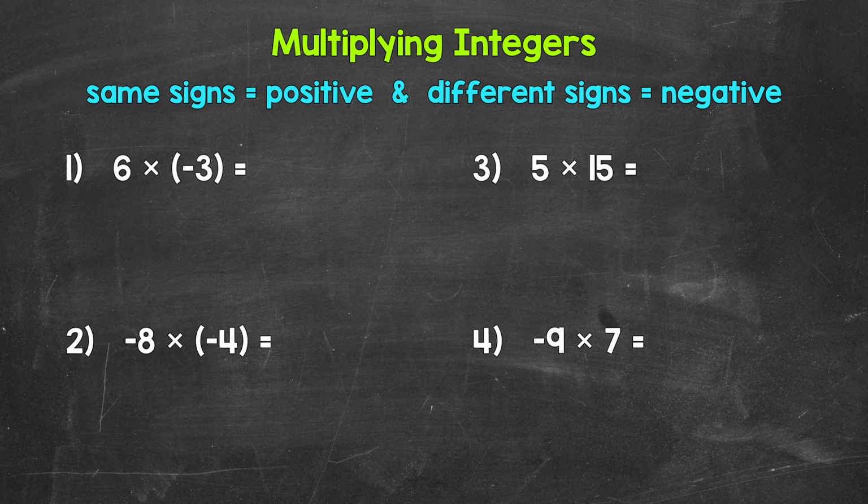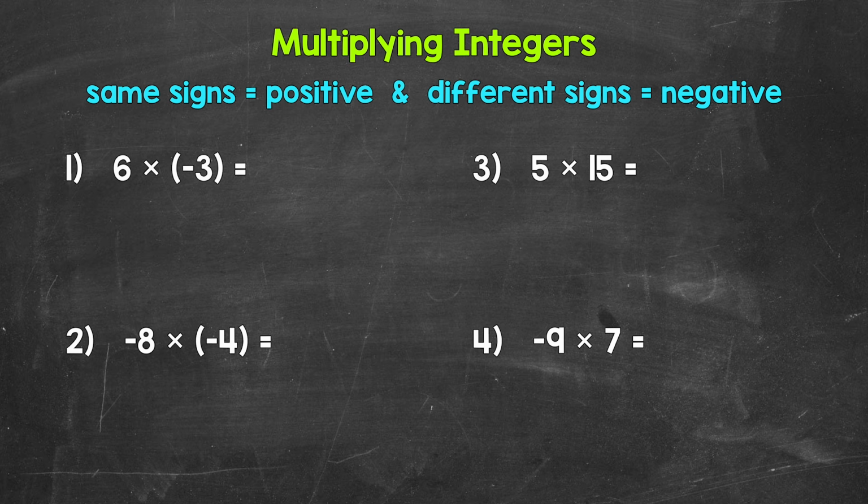Now, when it comes to multiplying integers, we need to keep two things in mind. If a multiplication problem has two integers with the same signs, our product, our answer, will be positive. If a multiplication problem has two integers with different signs, our product will be negative. Let's jump into number one and see what this looks like.